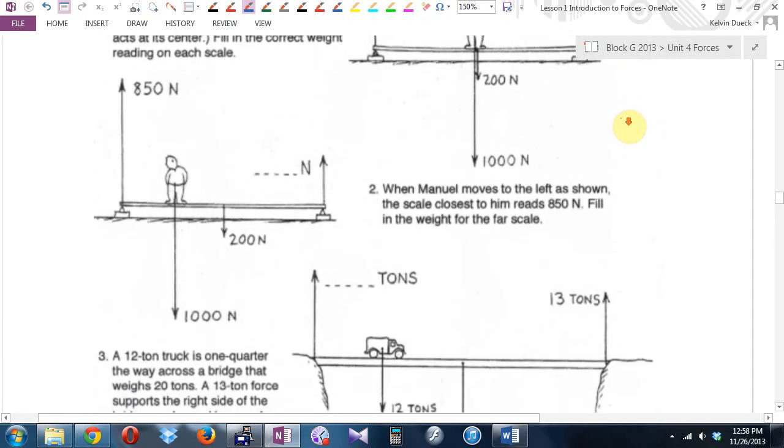Hey, example 2. When Manuel moves to the left as shown, now the scale closest to him reads 850 newtons. What must the weight on the far scale read? Got to be 350.